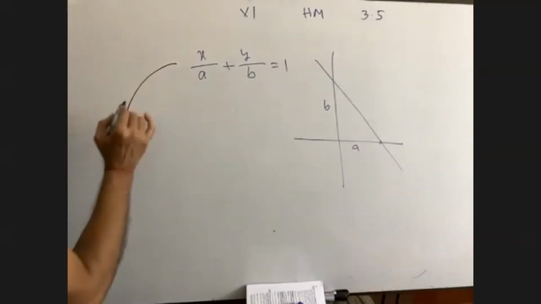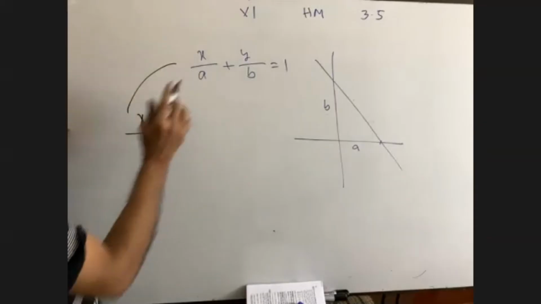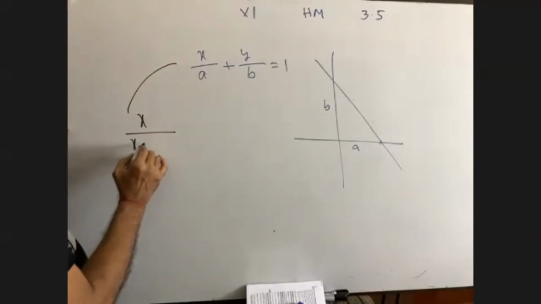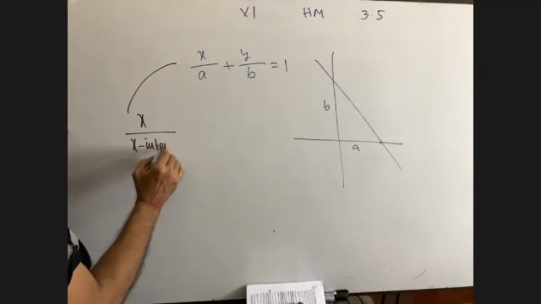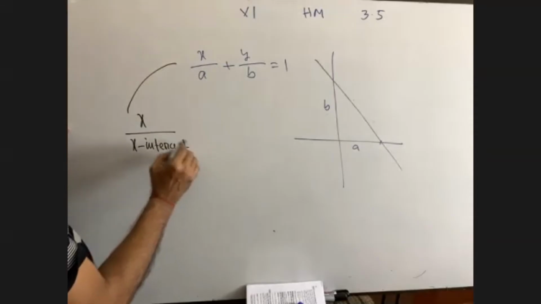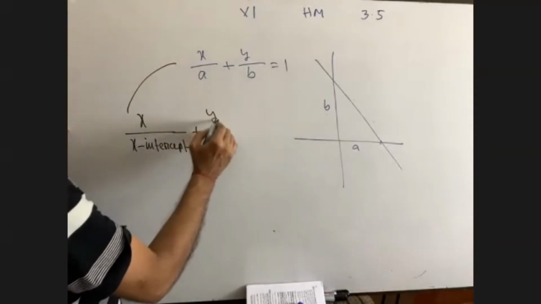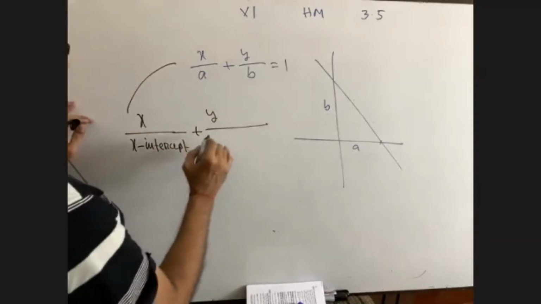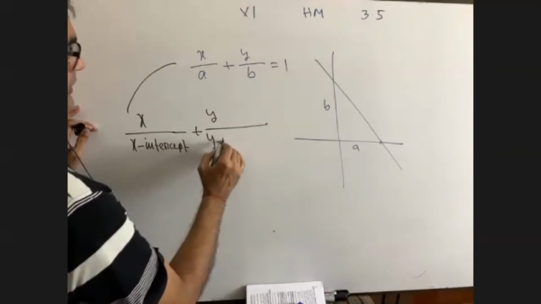Now, area of triangle BOP. Half into BOP. What about BOP? You see, this is BOP, okay? I'm going to mark it like this. This is BOP.